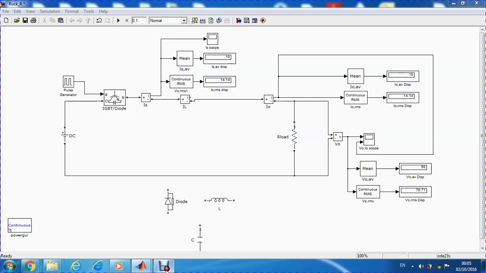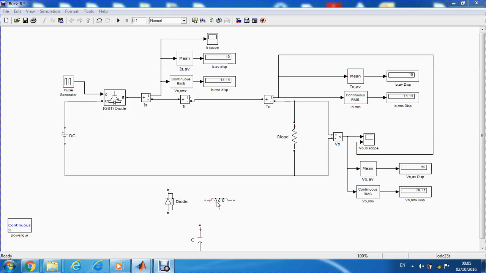In this video, I will show you how to simulate a buck converter. And in this simulation, we will show you the effect of switching frequency and pulse width modulation. We will start with a simple buck converter with a resistive load, and then we will modify the buck converter.